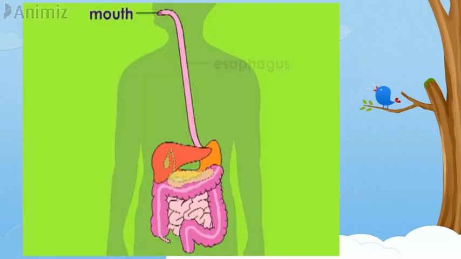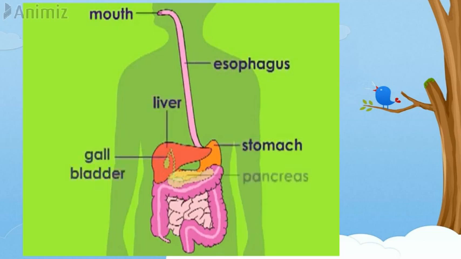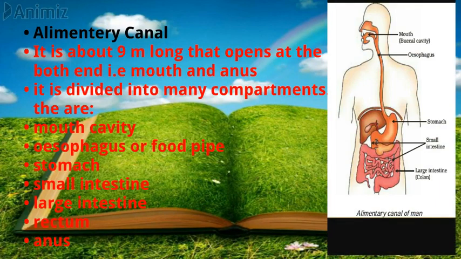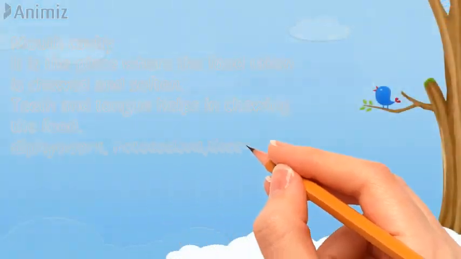Human digestive system consists of different parts: mouth, esophagus, stomach, liver, gallbladder, pancreas, large intestine, and small intestine. Human digestive system comprises two different parts: alimentary canal and digestive glands. Alimentary canal is nearly 9 meters long coiled food tube that opens at both ends, starting from the mouth and ending at the anus. It is divided into different parts: mouth cavity, food pipe, stomach, small intestine, large intestine, rectum and anus. Let us discuss about the mouth cavity.